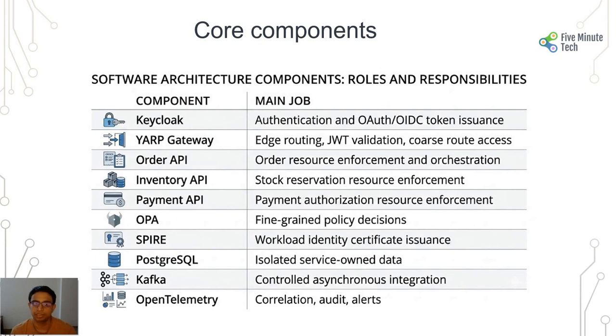Now, this separation is important because it prevents one overloaded component from becoming a bottleneck, a single point of failure, or even an all-powerful security bypass. Now, OPA is designed to decouple your policy decisions from application code, while its HTTP API supports fine-grained authorization integration. Now, SPIRE is designed to establish workload identity and support mTLS deployment between the workloads and so forth.